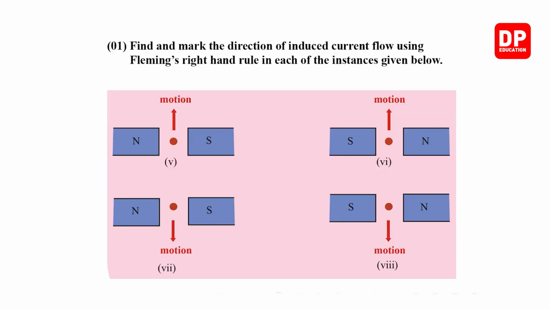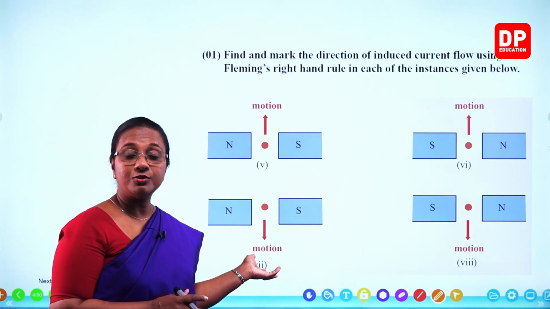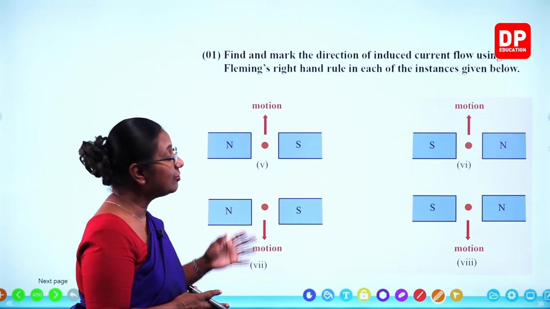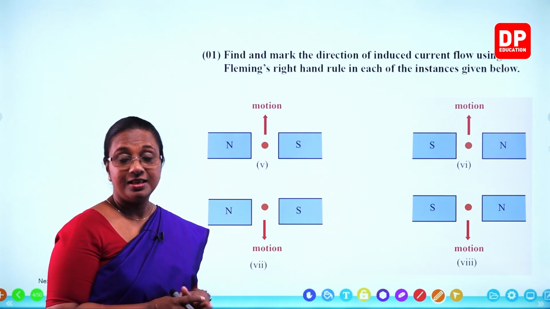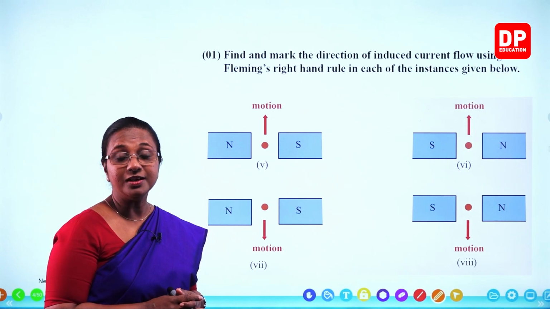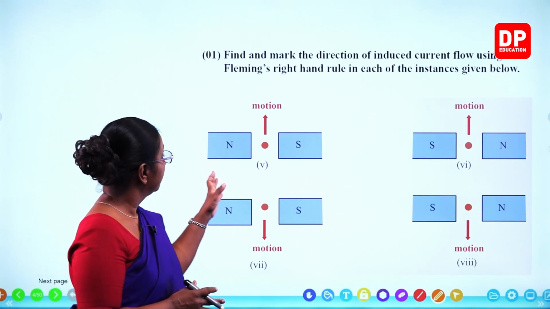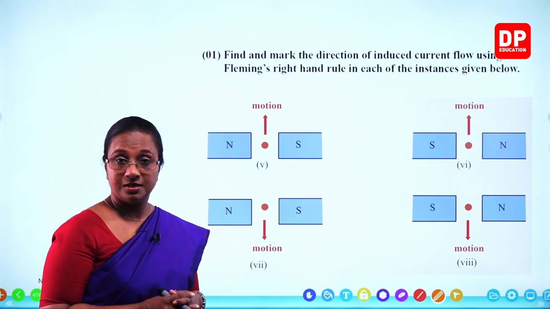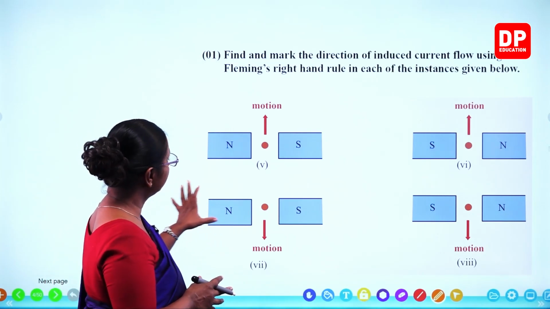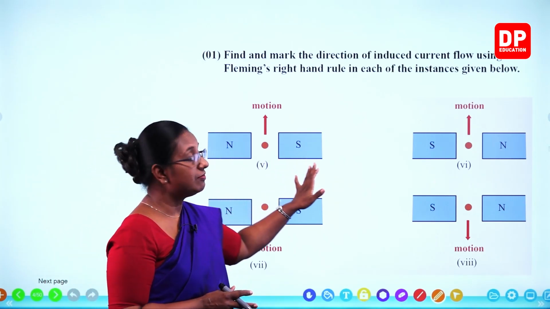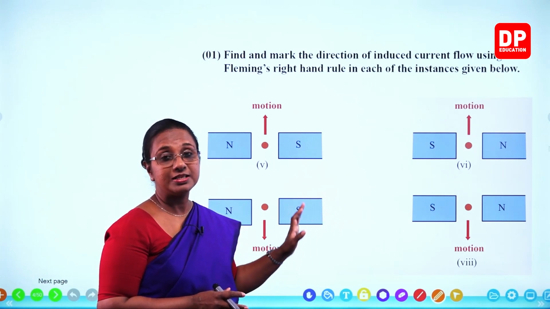So there is the other question given here. Find and mark the direction of the induced current flow using Fleming's right-hand rule in each of the instances given below. Now that you have understood how to do this, I'm sure you all can do it on your own first, and then we can mark it on the diagram. So how do we do the fifth one? Now here you can see the way they have given the diagram is different. What is the difference?